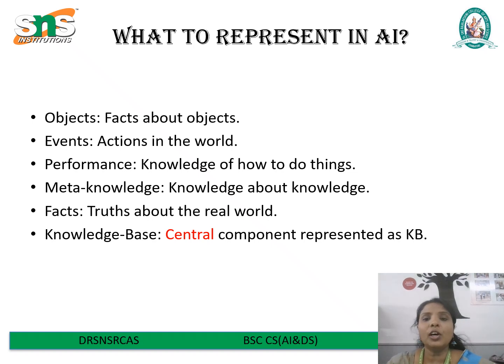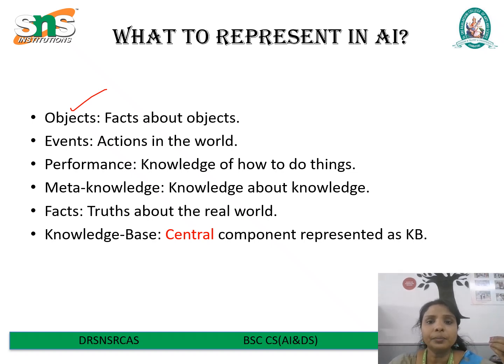Next, we see what to represent in AI. In artificial intelligence, one of the fundamental aspects is determining what knowledge needs to be represented for a system to function intelligently. The first element is objects. Objects means facts about real world entities. For example, a car has wheels or a guitar has strings. This type of knowledge allows AI to recognize and classify different items accurately.